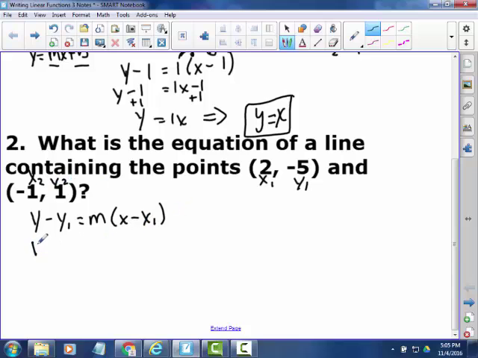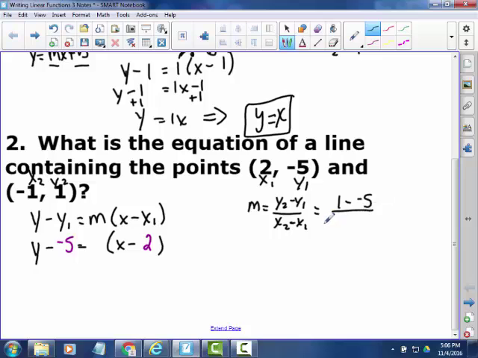So to start filling in my formula, I know it's going to be y minus a number and x minus a number. For y1 and x1, I'm going to use -5 and 2. Then I need to figure out my slope. So I do the slope formula, which is subtract the y's, subtract the x's, and then divide. So 1 minus -5 over -1 minus 2. Simplifying, that would be 6 over -3, and 6 divided by -3 is -2.